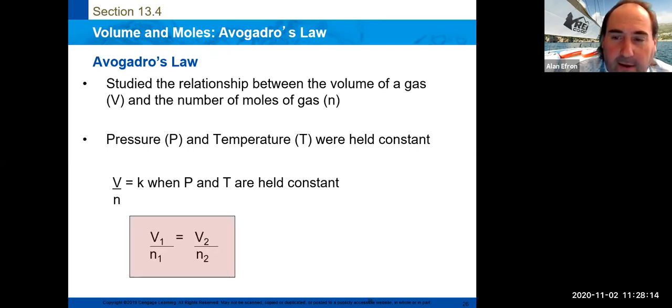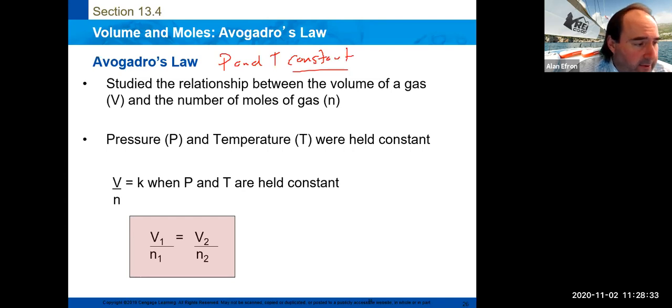So when we think about Avogadro, we think about number of moles equals Avogadro's number. So it would make sense that his gas law involves moles. Avogadro's law applies when pressure and temperature are constant. At constant pressure and temperature, we get V1 over N1, where N is the number of moles of the gas, which makes sense based on Avogadro's number. So V1 over N1 equals V2 over N2.